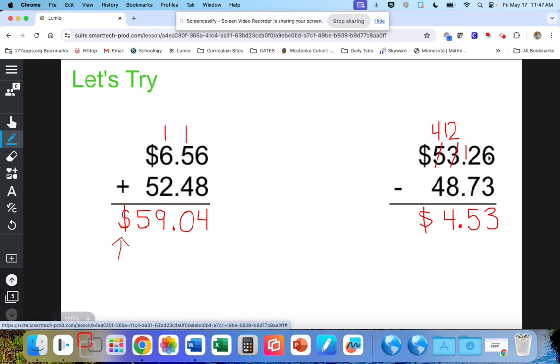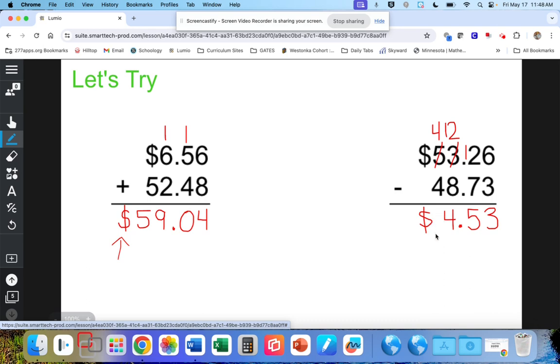For subtraction, we can do 6 minus 3, which got us 3. We cannot do 2 minus 7, so we needed to borrow from next door, which made it 12. 12 minus 7 is 5. That decimal's straight in line. We could not do 2 minus 8, so we had to borrow. The 5 becomes a 4. The 2 became a 12. 12 minus 8 is 4. And then 4 minus 4 is 0.